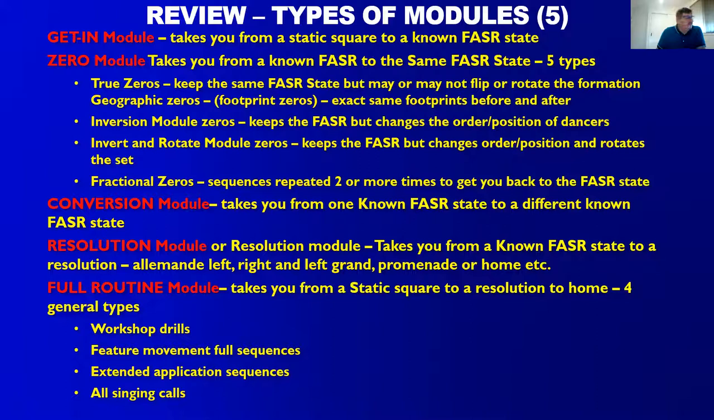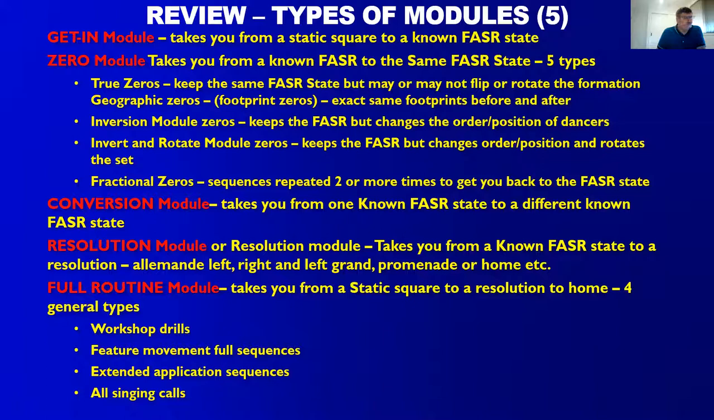Then you have fractional zeros. Fractional zeros are modules that you have to repeat twice or more times: 2, 3, 4, 6, whatever. The chicken plucker is the classic example of a fractional zero. Right and left through, dive through, pass through. That's one half of the fraction. Right and left through, dive through, pass through. That's the two halves of the fraction, and that becomes a zero.